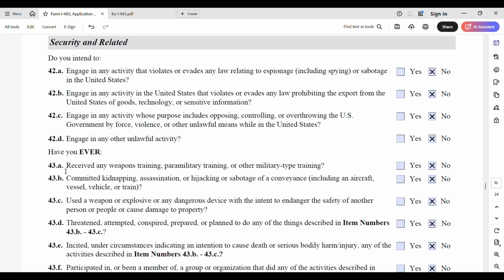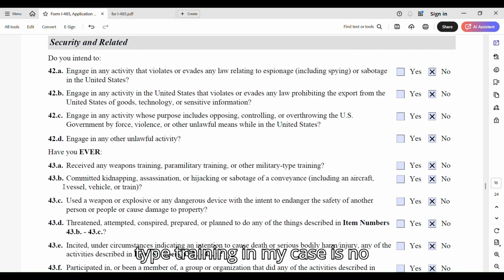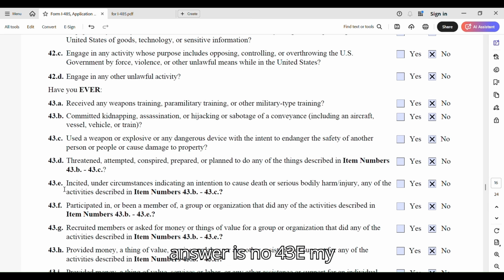Have you ever? Question number 43A, received any weapons training, paramilitary training, or other military type training? In my case, no. 43B, my answer is no. 43C, my answer is no. 43D, my answer is no. 43E, my answer is no.